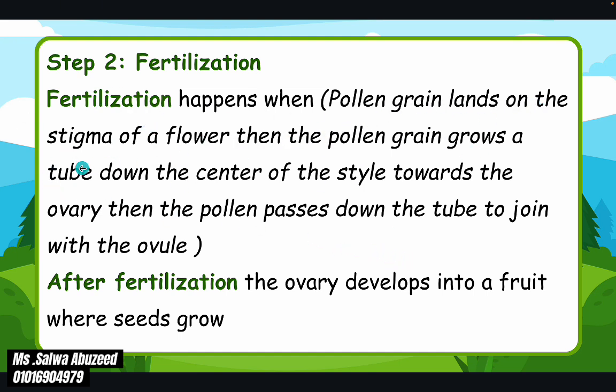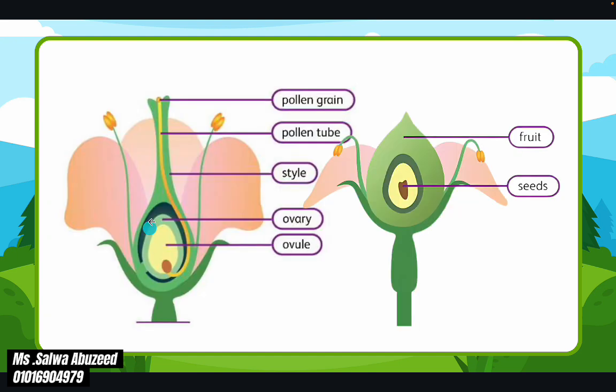So the same thing was just said over here. Pollen lands on the stigma, and the pollen grows a tube down to the center of the style, going to the ovary, passing and joining with the ovule. After fertilization, what will happen? The ovary will develop a fruit where seeds grow. So over here there is a seed, and this seed will grow and later on make our fruit.